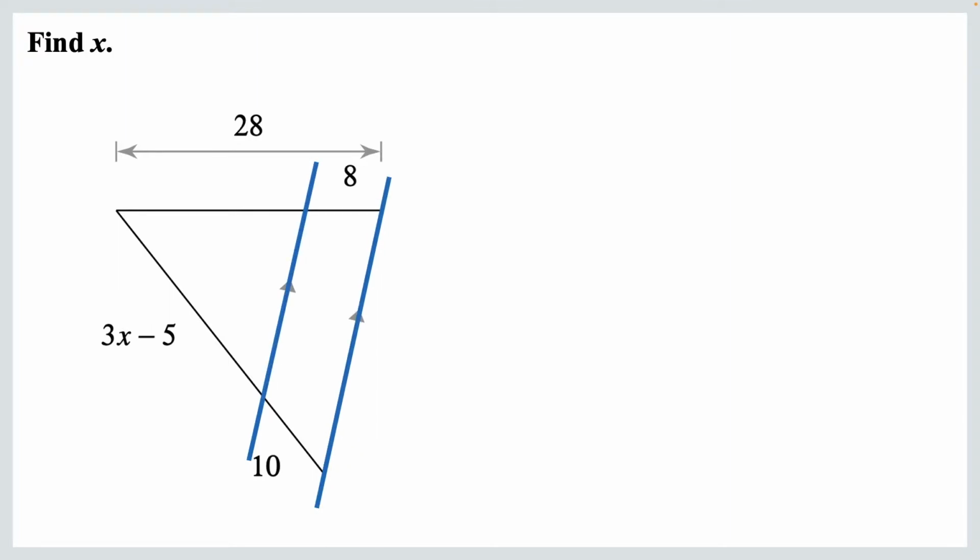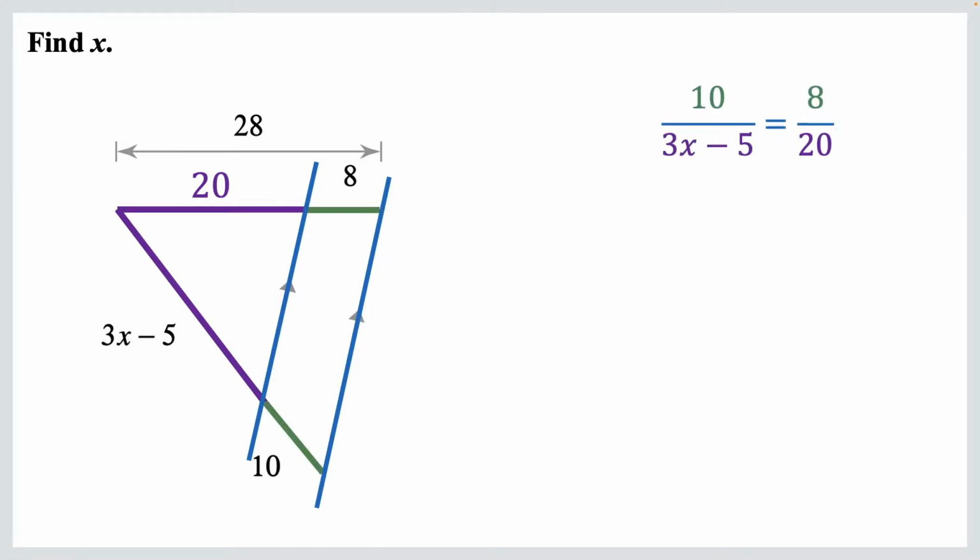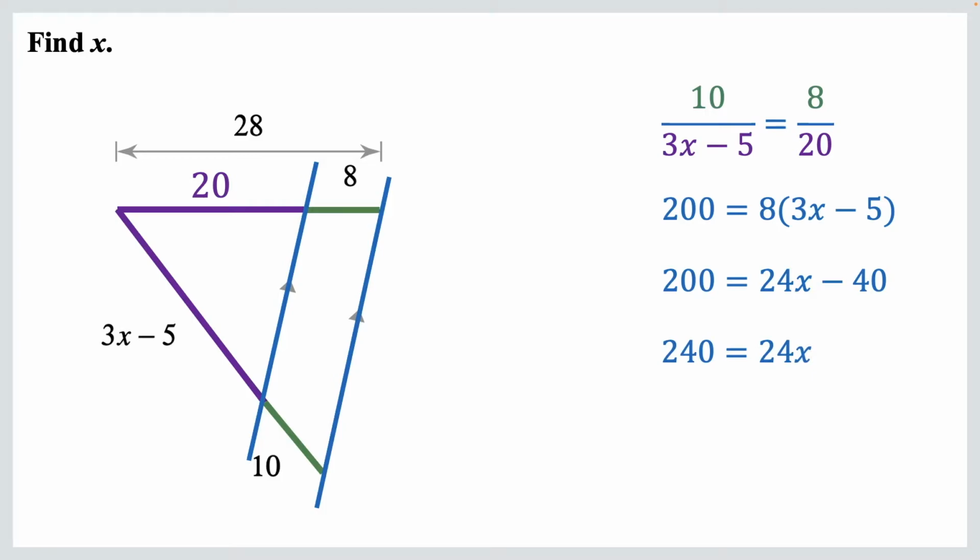We've got our parallel lines here, so we can set up our proportions. We need to know this little guy here, though. It is 20, because if this whole side is 28, then we know that's 20. Okay, so now we can start setting up our proportions. We've got these parallel pieces and parts, so we've got 10 over 3x minus 5 equals 8 over 20. And then, once again, cross multiply and solve. 200 equals 8 times the quantity 3x minus 5. Go ahead and distribute that 8 through the parentheses. Add 40 to both sides, divide by 24, and you get x equals 10.